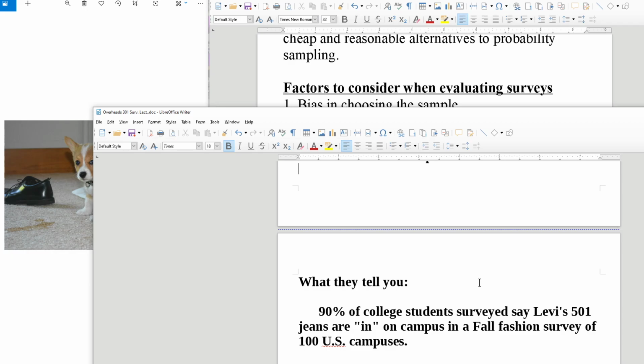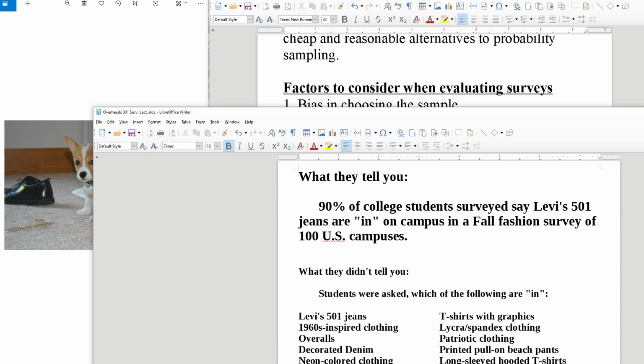So 90% say 501 jeans are in. How did they manage to do that? Well, it sounds like what they did was they just walked up to people and said, what's in on campus? And 90% of people spontaneously said, well, Levi's 501 jeans are in on campus. That's not what they did.